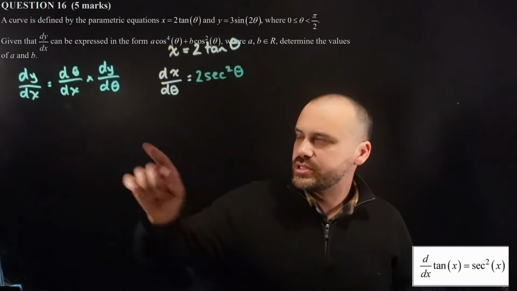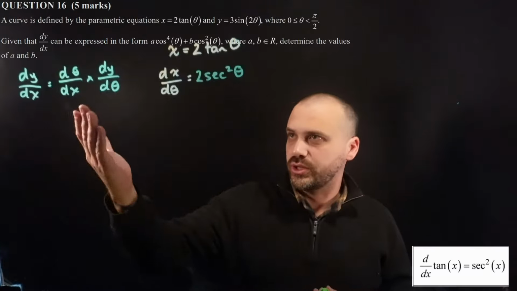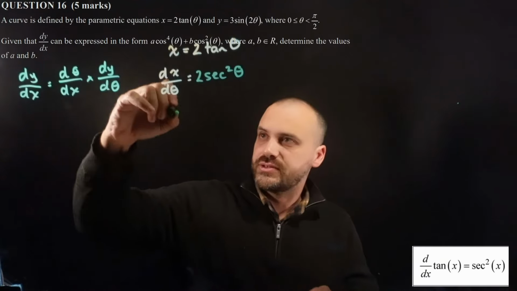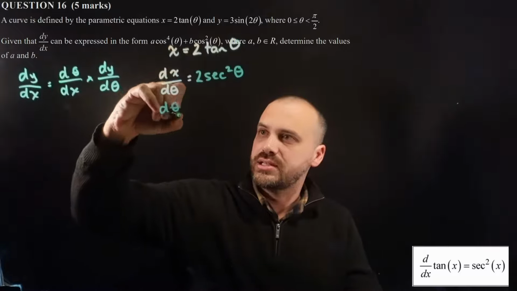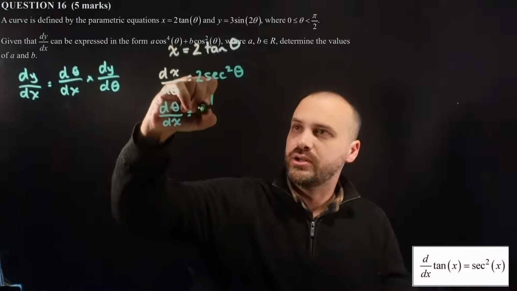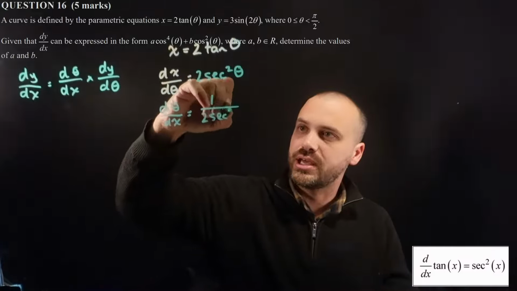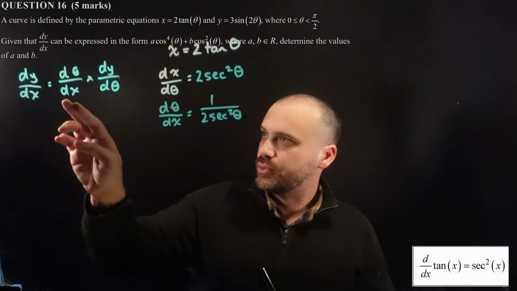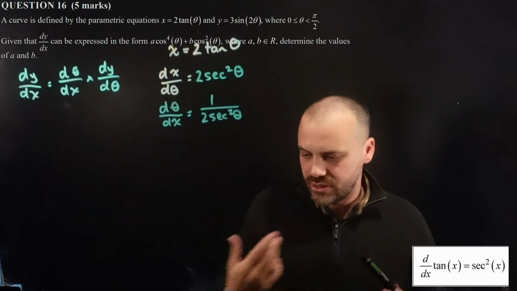All right, you'll notice that for my equation to work, I don't want dx d theta, I want d theta dx. Right, that's fine. D theta dx is just the reciprocal of this: 1 over 2 sec squared theta. Okay, great. I'll be able to take that and put it in here. So now I just need dy d theta.